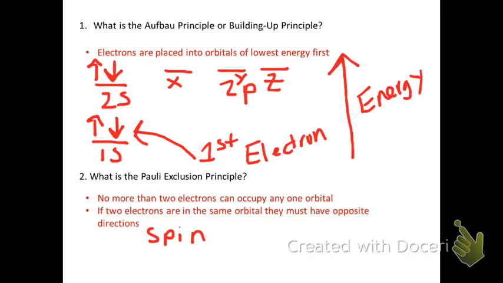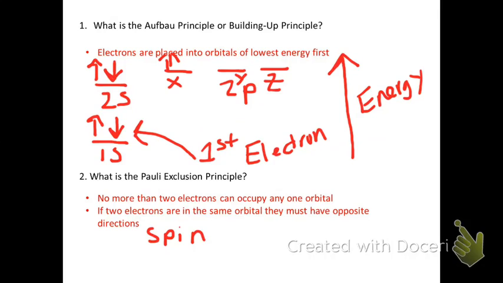Now, it doesn't matter which p orbital I place the next electron, because all p orbitals have the same exact amount of energy. So whether it's the px, the py, or the pz, same energy, just different spatial orientation. So I'm just going to go ahead and put an electron here in that p orbital.